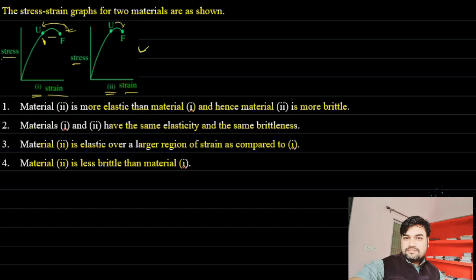In graph 2, the yield point and fracture point are very close to each other, and in the other graph the yield point and fracture point are not very close as compared to this graph. So this graph is clearly the representation of the brittle material. In brittle material, the fracture point and yield point are very close. So material 2 must be brittle material.